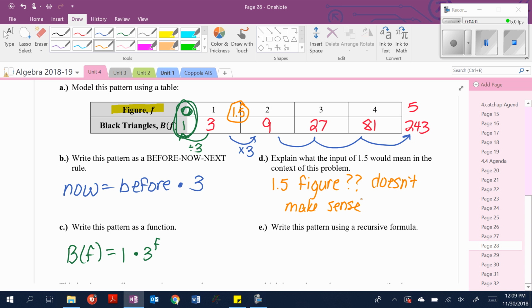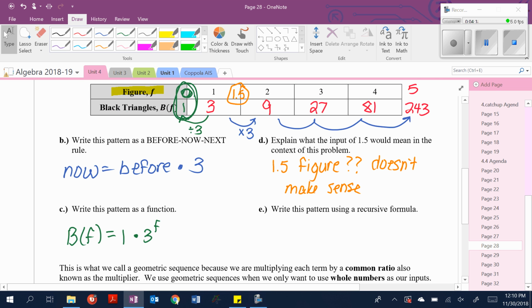Okay. So write this pattern using a recursive formula. Recursive formula. Oh, this is tricky. All right. So if I want to figure out a recursive formula, this is a little advanced, maybe something that we're going to revisit again in the future. But the reason why we're going to have to do some type of recursive pattern is because we're looking at a geometric sequence. For the explanation that we just talked about in D, it doesn't make sense to have halves of figures. So we are not connecting our points if we were to plot this on a graph.